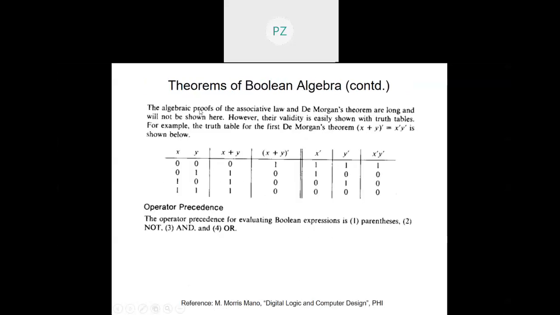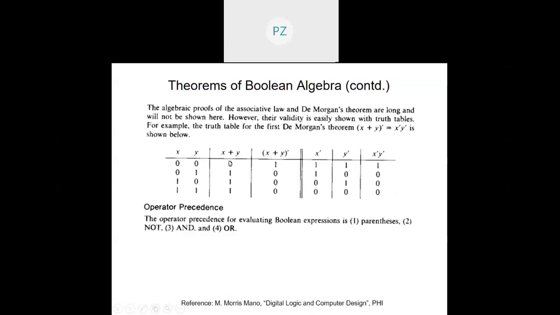So they are saying that algebraic proofs of the associative law and De Morgan's theorem are long and will not be shown here. This is beyond the purview of this course. However, their validity is easily shown with truth tables. For example, the truth table for the first De Morgan's theorem, which is x plus y whole bar is equal to x dash y dash, is shown below. You take x y, all the possible input combinations. There are just four combinations possible: 0 0, 0 1, 1 0, 1 1.